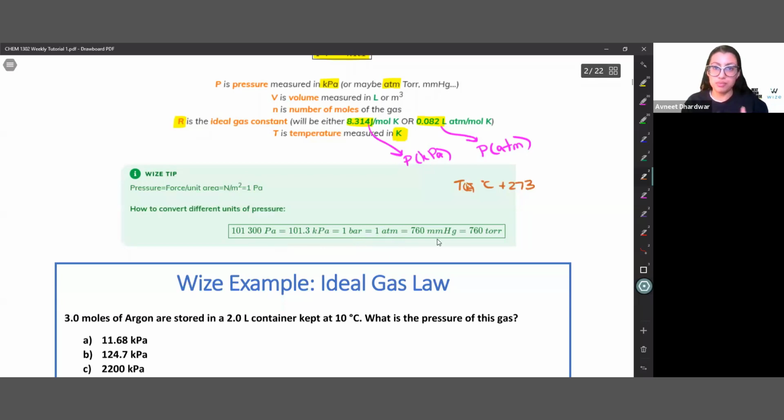And then the other values that you might see is that's also equal to 760 millimeters of mercury, and that's equal to 760 torr. So there's so many different units of pressure, but again, the ones we want to be most familiar with are kilopascals and ATM, and we should also know generally how to convert between those units.